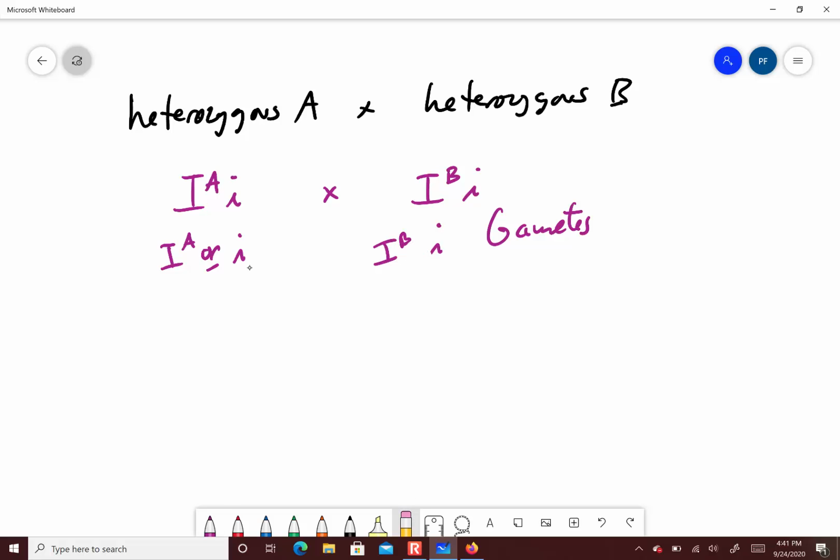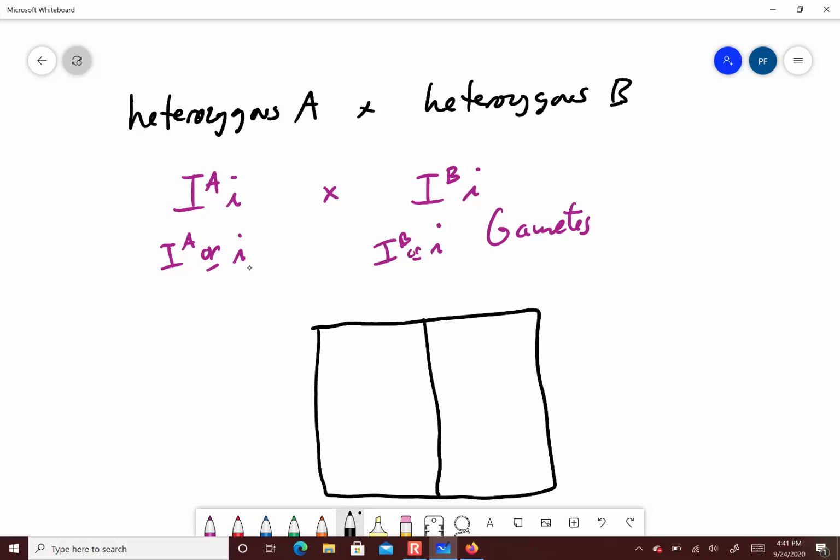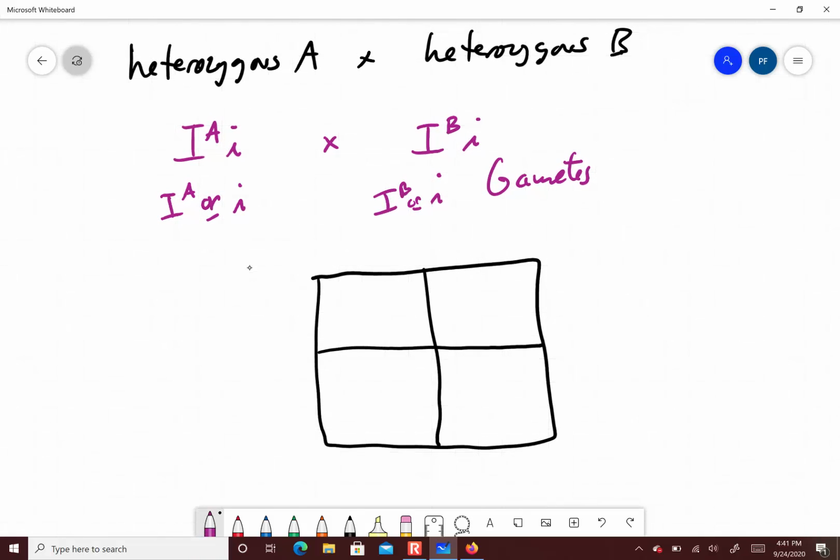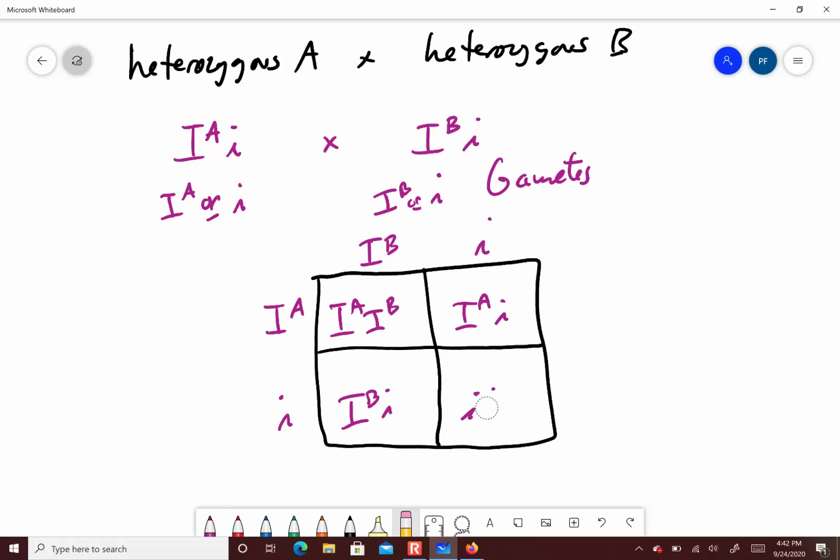Sorry, I used the comma there instead of the or. It doesn't matter. 2 by 2 Punnett square. If you want to know if you're doing these correctly, pause this lecture video, work them on your own, come back to it in a minute or so, see if you did it right. Filling in the Punnett square. I've been sitting here doing videos for a while, so my handwriting's getting really tired and sloppy.